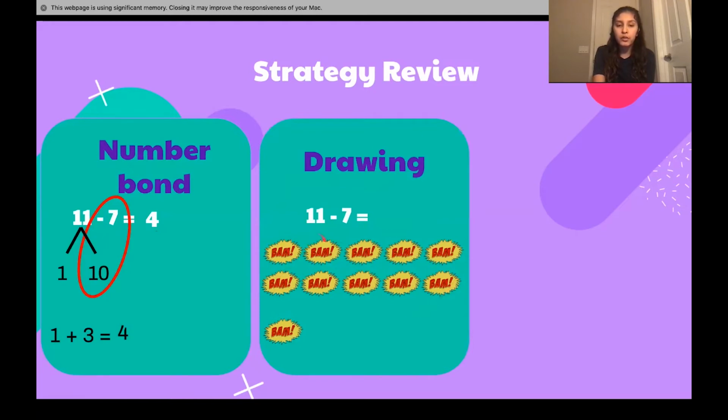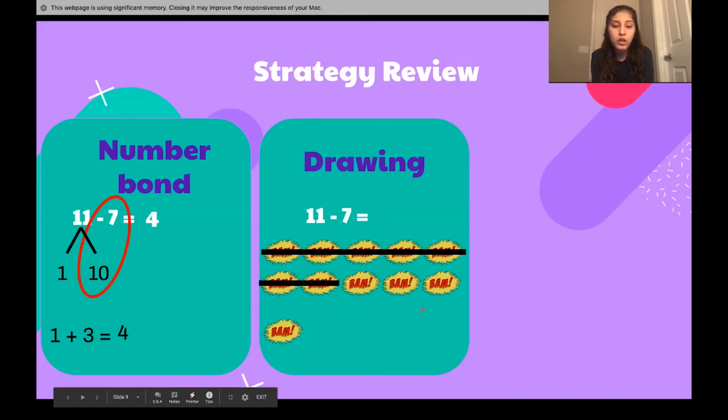So I would have 1, 2, 3, 4, 5, 6, 7, 8, 9, 10. It's in my tens frame. And one more is 11. So I have 11 BAMs. And I need to subtract 7 of them. So I would go ahead and cross out 7. So these are 5, 6, 7. So here we go. And then what I would do is I would count the ones that weren't crossed out, because those I didn't subtract. So it's 1, 2, 3, 4. See? 4. We got the same answer.